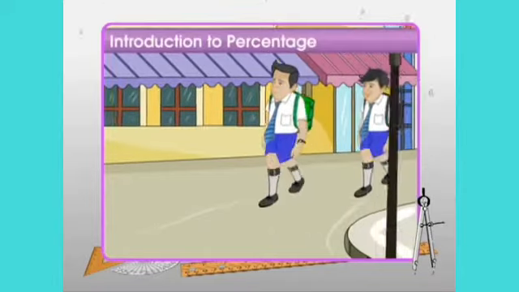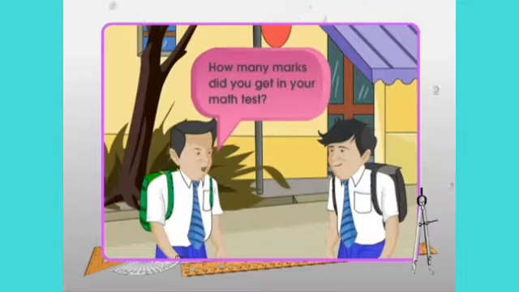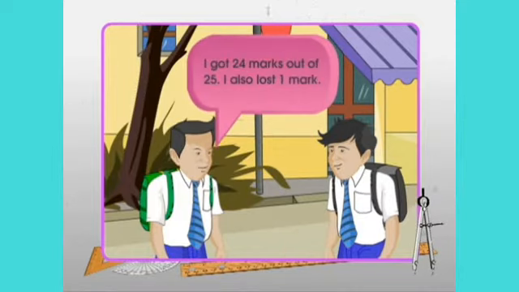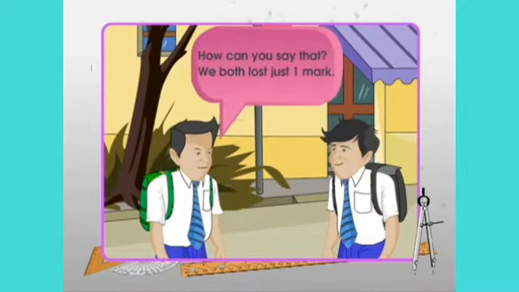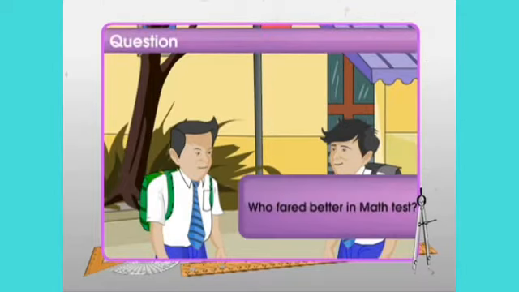Mohit and Rohit are on the way back to their house. They are discussing the marks scored in their math test. Mohit got 99 marks out of 100, while Rohit got 24 marks out of 25 in his math test. Can you tell who fared better?